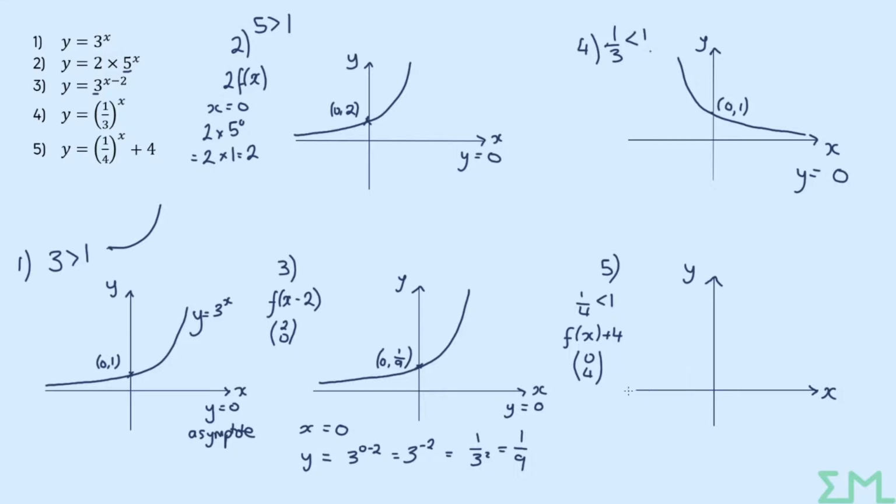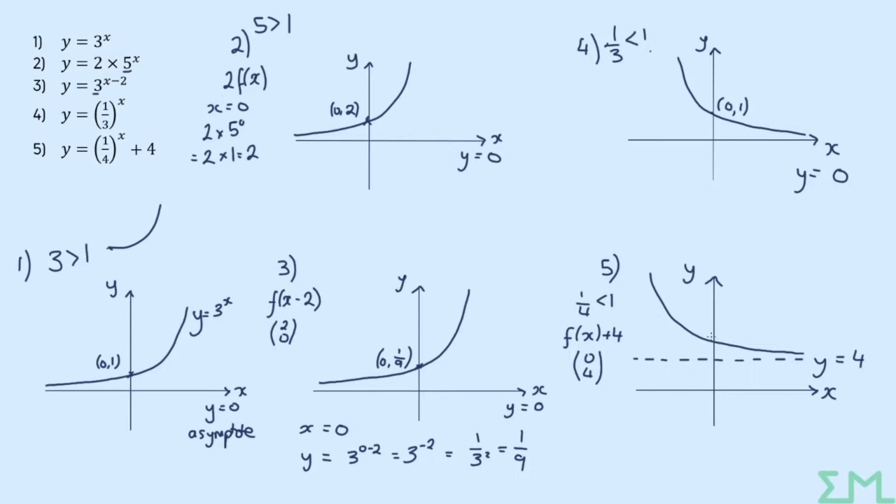So our asymptote is normally y equals 0. We're going up by 4 units. Therefore, our new asymptote is going to be up here, y equals 4. And we can draw the shape. We know that it's going to come down from the left, so I'm going to draw it up from this way because it just works a little bit better for me.